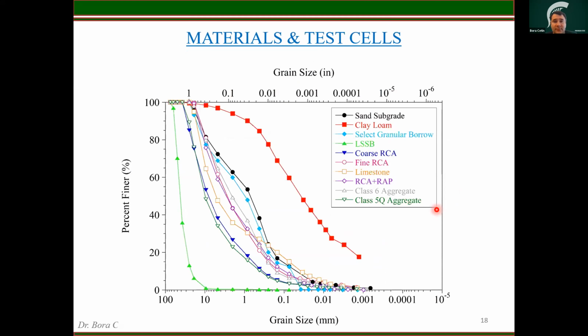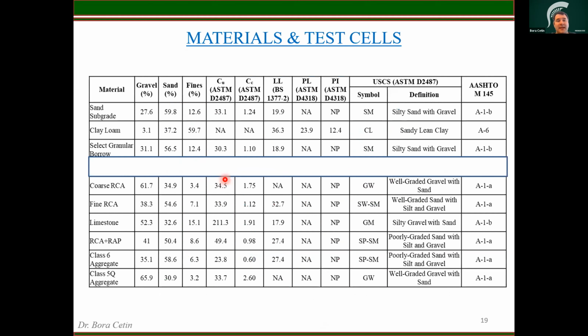And these are some of the grain sizes. This is the summary of the grain size distribution of the aggregate materials that we use. Of course, the sand subgrade is very sandy material, and the clay loam, as expected, is predominantly silt and fines content. If you look at the coarse, fine, and limestone and RCA wrap mixtures, they have fairly close gradations to each other. And here is the summary table, which shows the index properties of these materials.